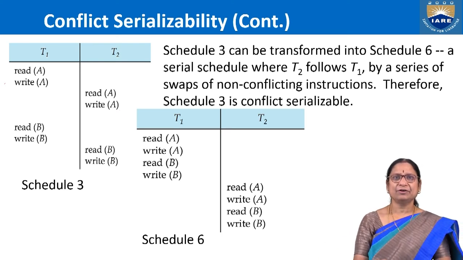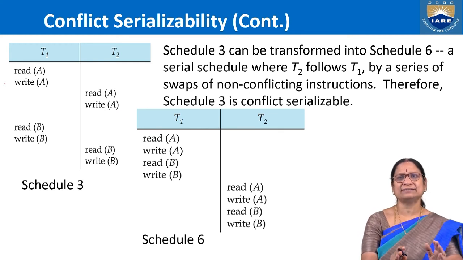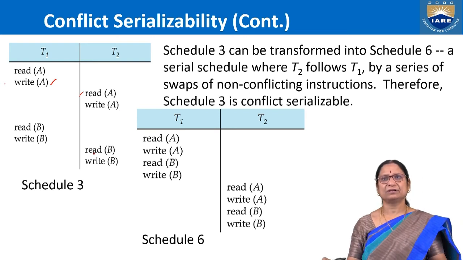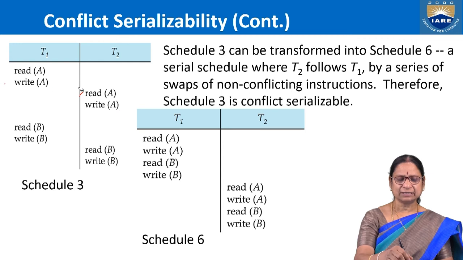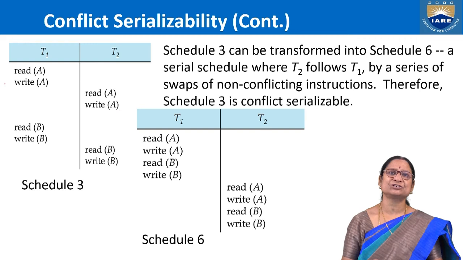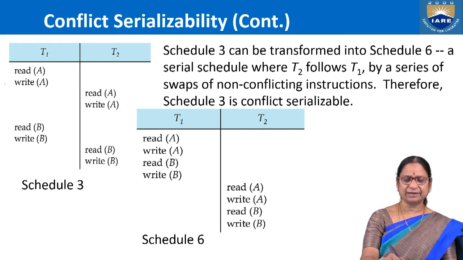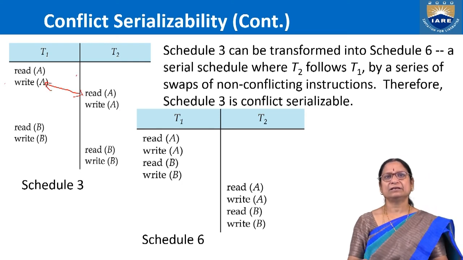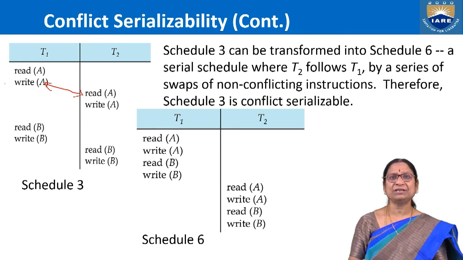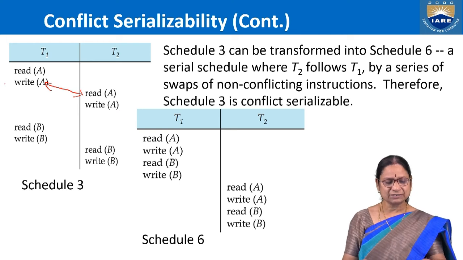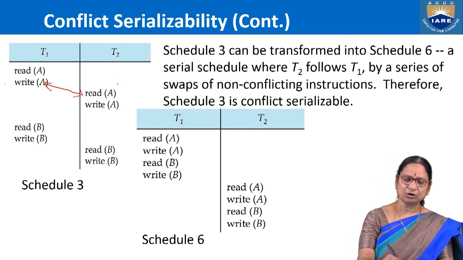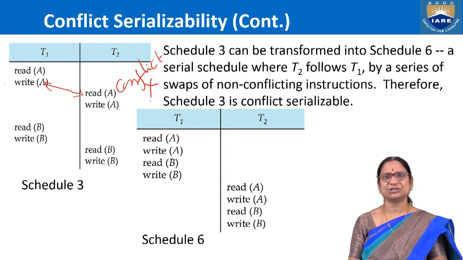For swapping, two instructions belonging to two different transactions must be considered, and they must be consecutive. Consecutive means order-wise, after one instruction, the other instruction must be there. For example, the first pair is read A of T1 and write A of T2. Can these two instructions be swapped? What is the condition first? Both instructions are on the same data item? Yes. And one of the instructions is a write statement. So these two instructions are conflict instructions, and I cannot swap, that is, I cannot interchange them.